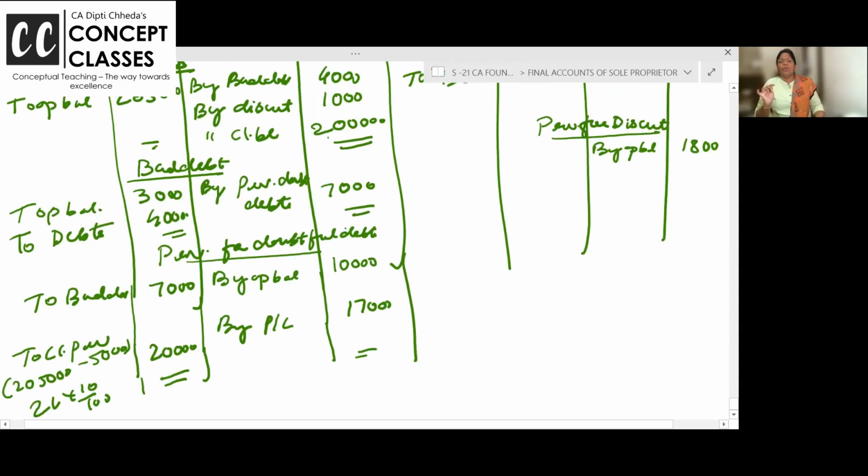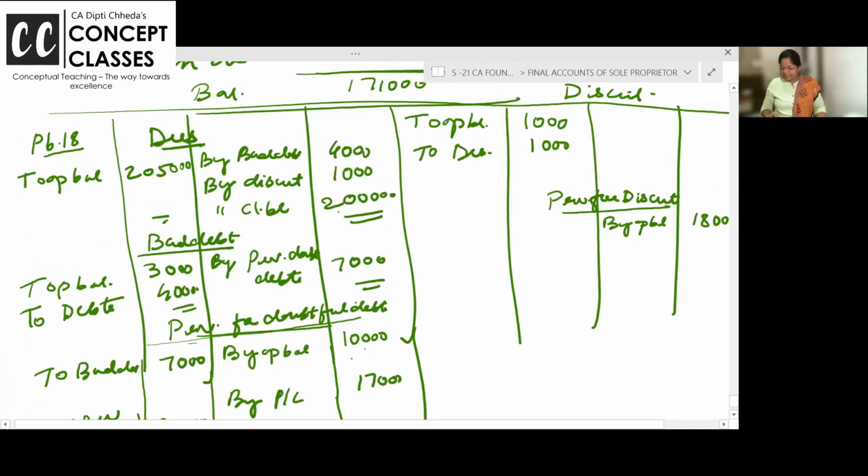Do it calmly. Bad debt is normally transferred to P&L, but if you have a provision, you can say provision was 10, but bad debt were only 7. So 3,000 opening provision is there, and closing you need 20,000. 3 is already there. So how much more will you do? 17. Okay? Right.